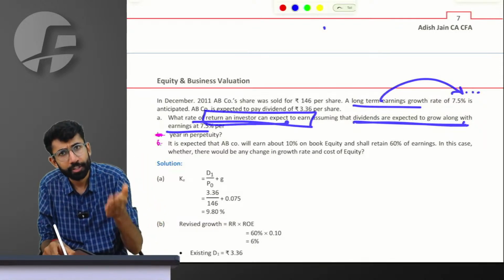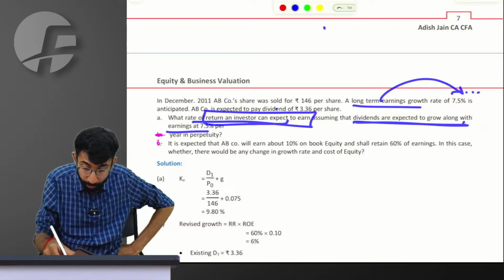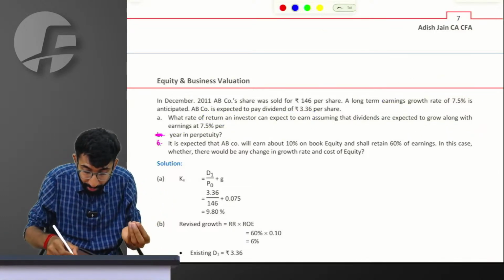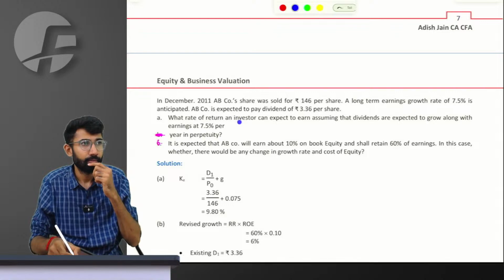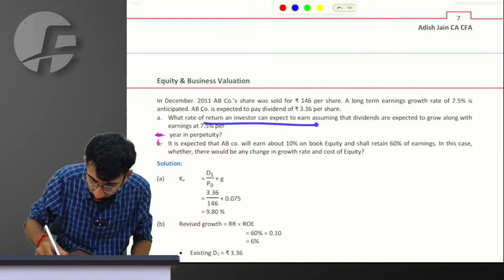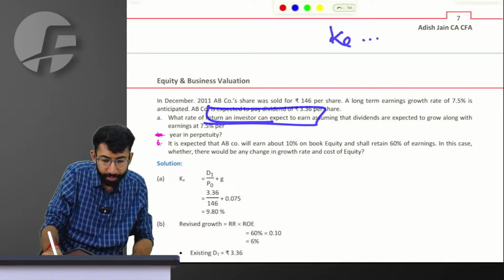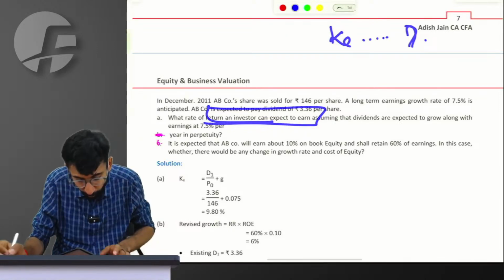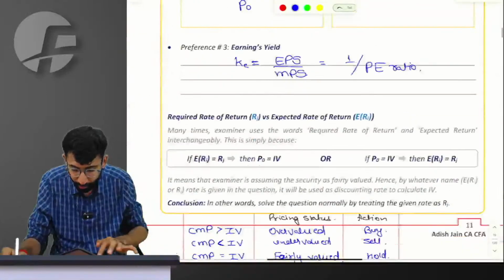Sir, they are asking for expected rate of return, not required rate of return. Oh my God, what are you saying? Anyways, ignore. Sir, they are asking you to calculate expected rate of return, but KE is called the required rate of return. What is happening? For that, let me again take you to the concept notes. You remain there, I will just teach you from here.